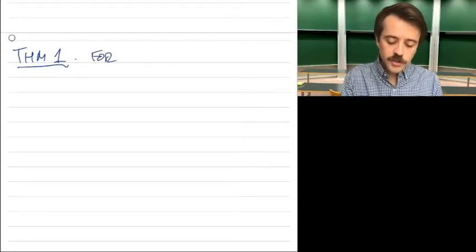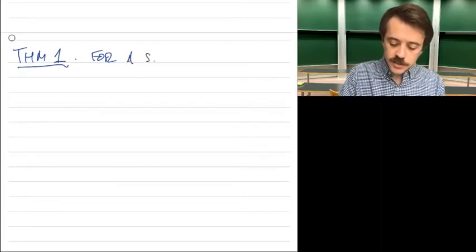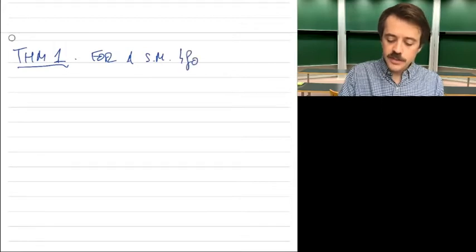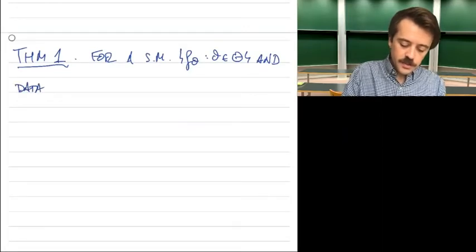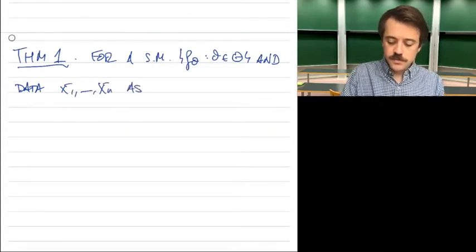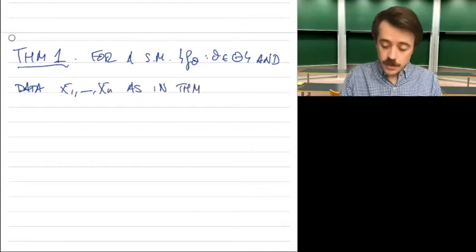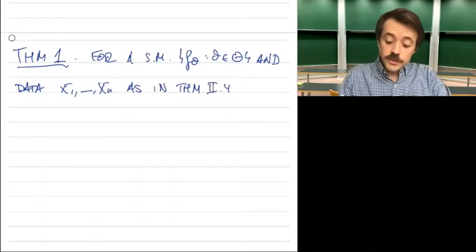So let me then consider a statistical model, P theta for theta in some capital Theta, and data as in this MLE asymptotic result, both of them as in theorem 4 from section 2.